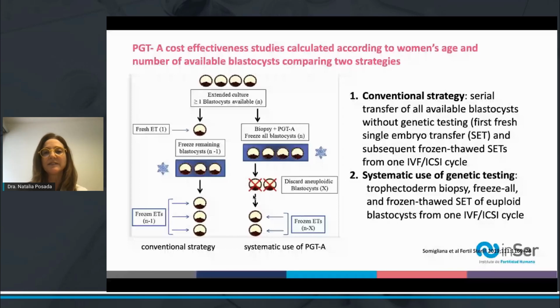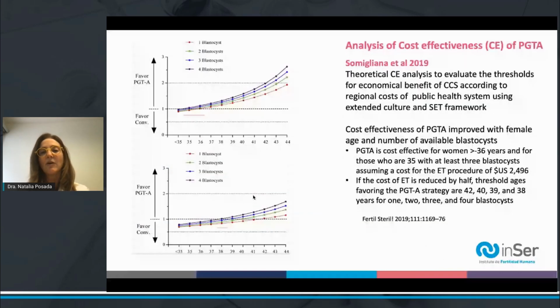And the first cost-effectiveness analysis, by Somigliana and colleagues, published in 2019, was a theoretical cost-effectiveness analysis based on the costs of the regional public health system. What they were able to see is that in an extended culture and single embryo transfer framework, PGTA was cost-effective in women who were 36 years of age or more, regardless of the number of blastocysts, or in women who were 35 years of age or more who had at least 3 blastocysts.